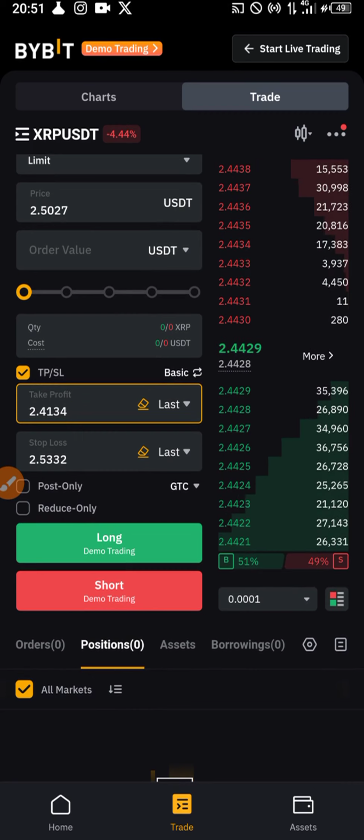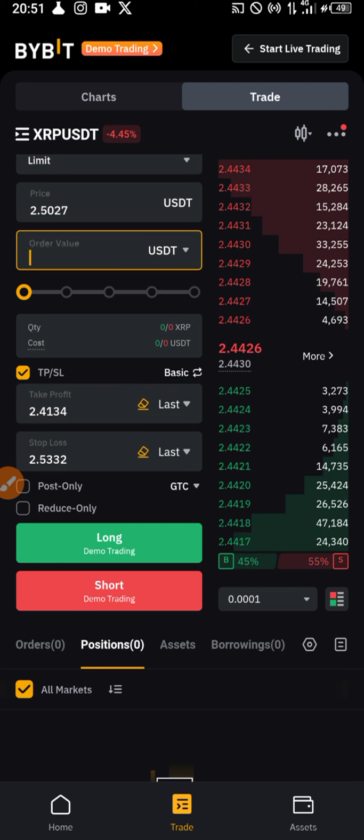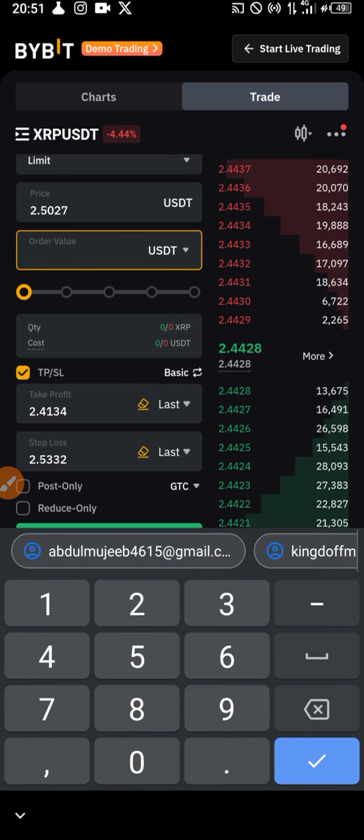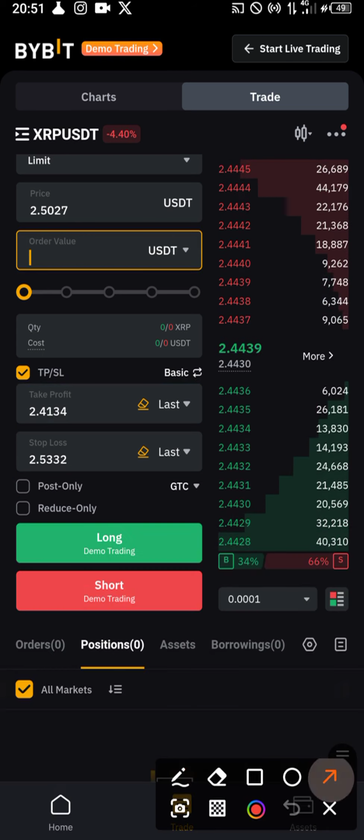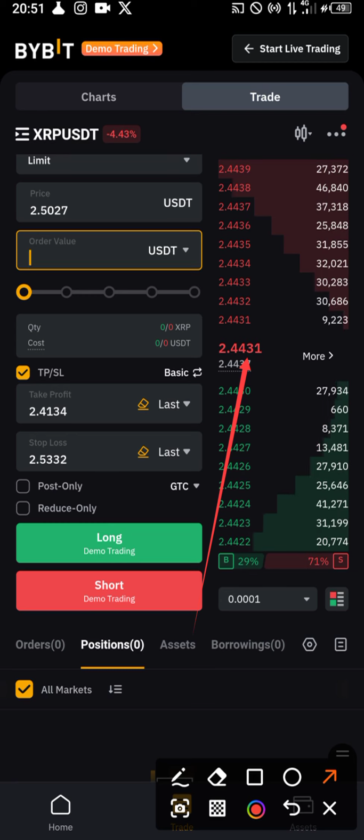Order value is the what? Total value of your position. You are in control of that one. So let's just put, since Ripple is valued at 2.4, I can say, okay, let me buy about 10. So put 2.4 multiplied by 10.